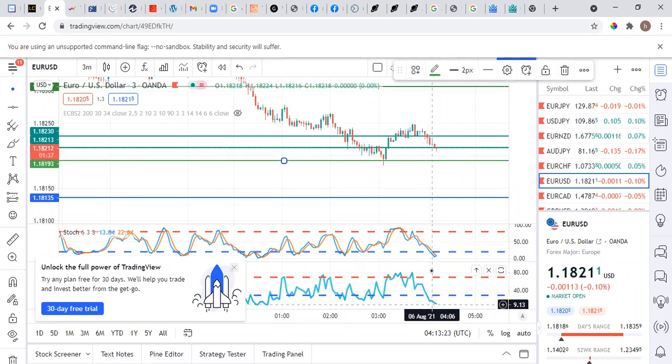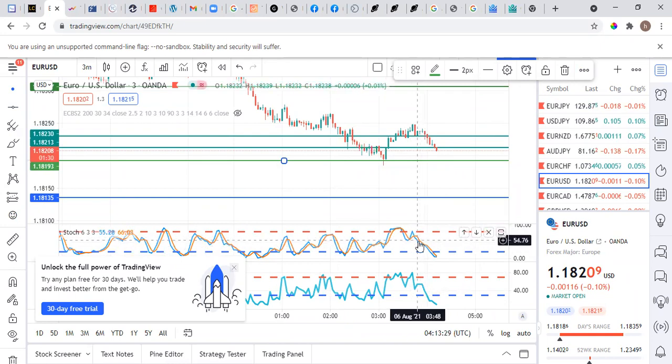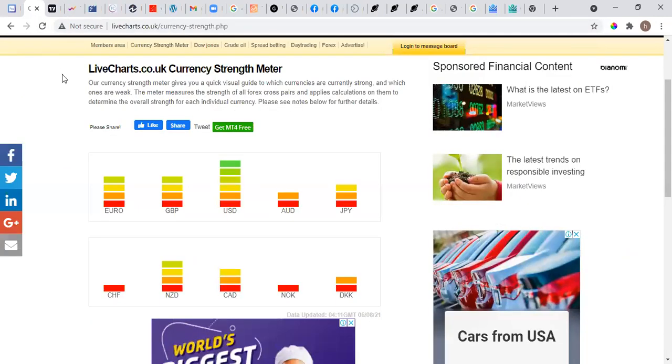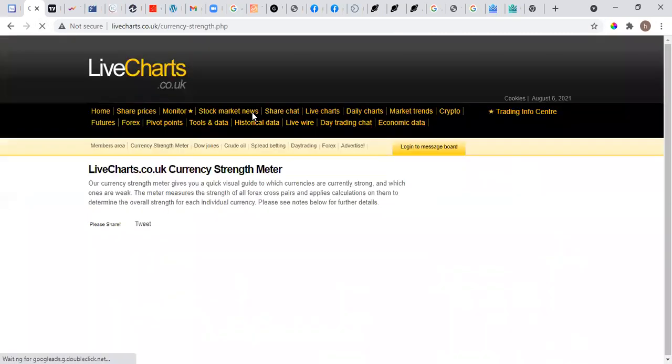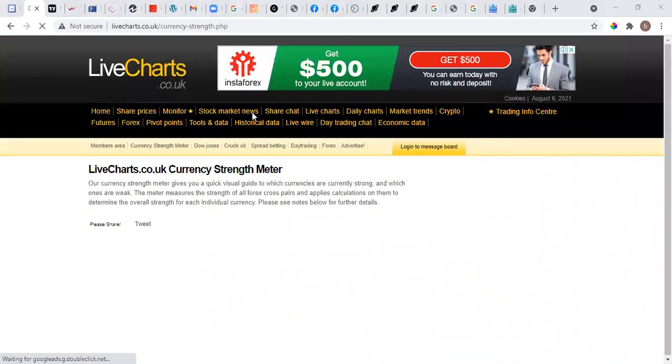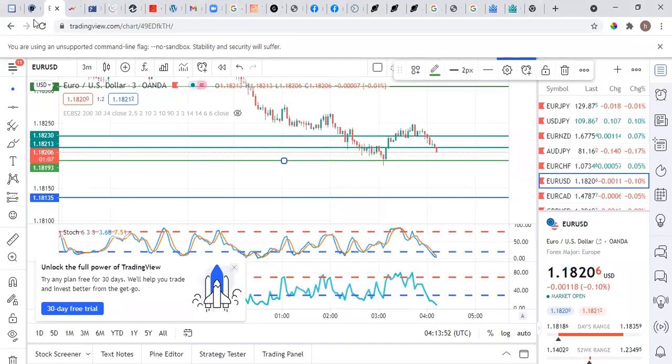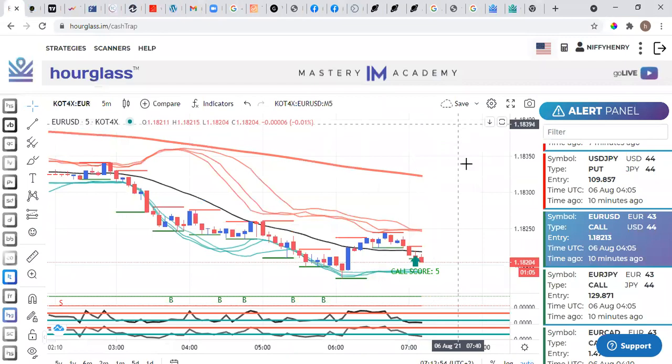Even though the RSI is oversold, the stochastic is oversold, is down the line and crossing, and I should be looking for a buy anytime soon, this thing can continue to go down because USD remains strong. USD is the quote currency. All right, guys, you guys are on point. You guys are really learning. That's great. Okay, so that's that.